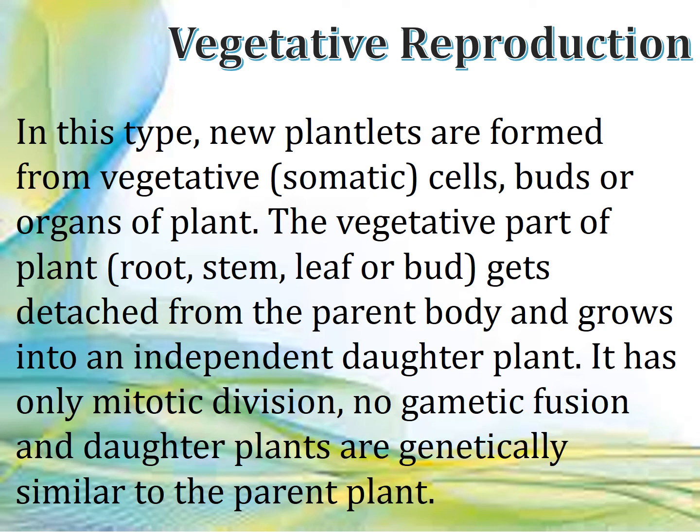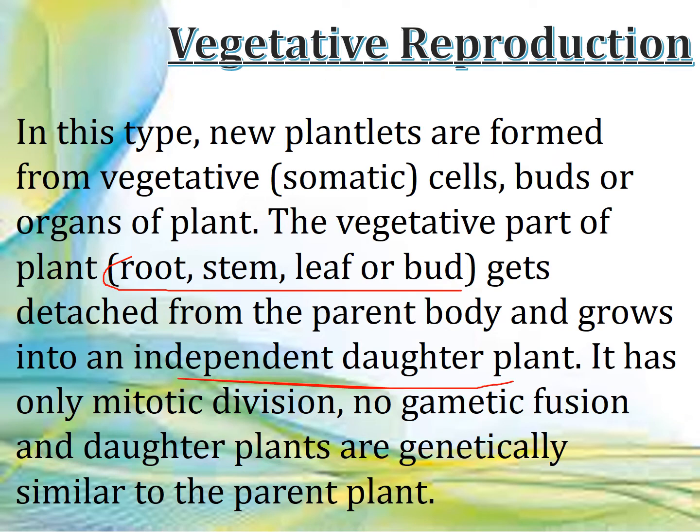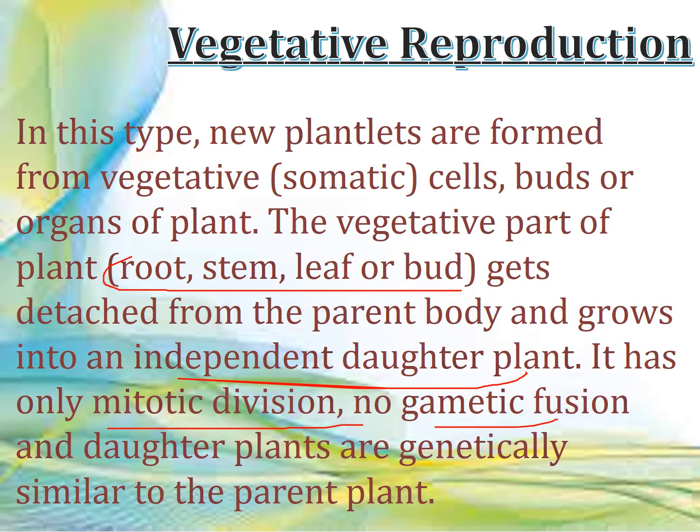Vegetative reproduction. What is vegetative reproduction? In this type, new plantlets are formed from vegetative cells. Vegetative cells means somatic cells, buds or organs of the plants. The vegetative parts of the plants are known as root, stem, leaf or buds. The vegetative part of the plant gets detached from the parent body and grows into an independent daughter plant. It has only mitotic divisions, no gametic fusion, and daughter plants are genetically similar to the parent plant.